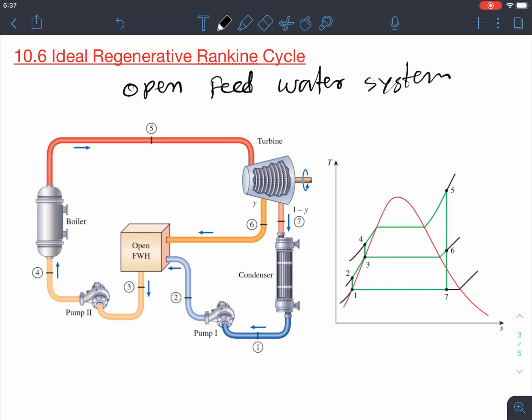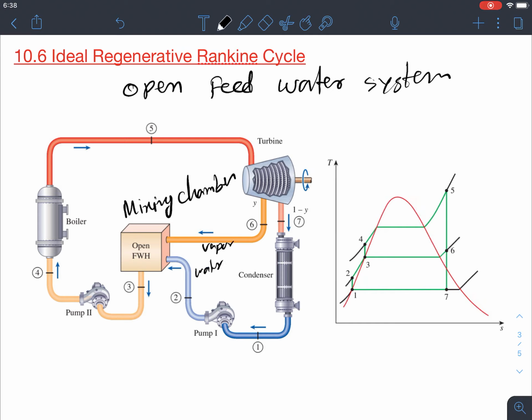What is the meaning of open feed water system? Open feed water system is nothing but we are taking the turbine output in two different ways. One is coming through a condenser, just like the simple Rankine cycle, condensed and pumped again. Another, we are taking some part of that expanded vapor through a mixing chamber, meaning that the water and this vapor, this is vapor and this is water, they're mixing together right here.